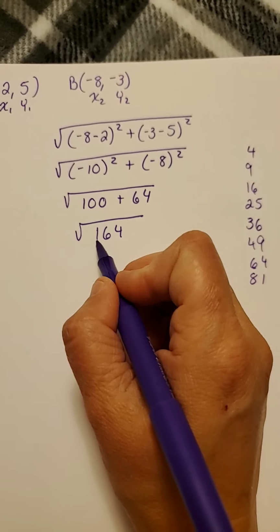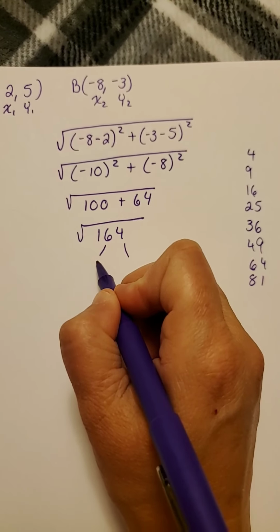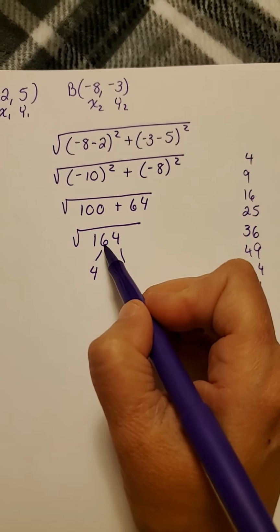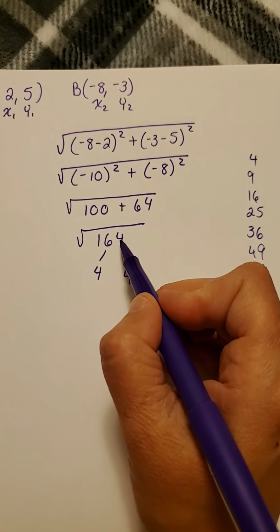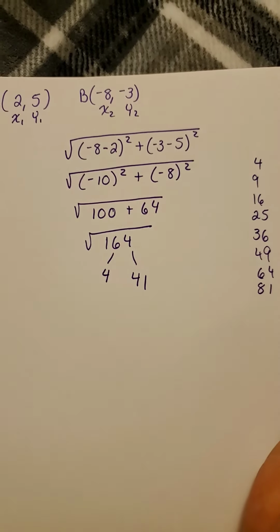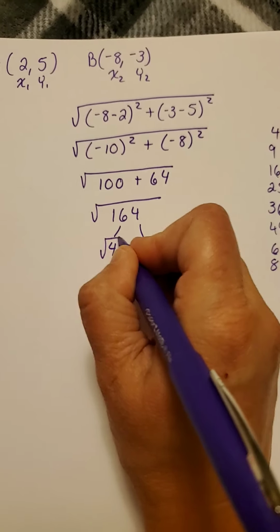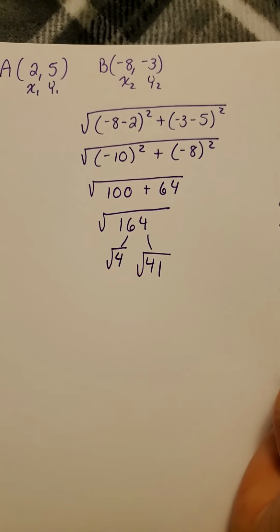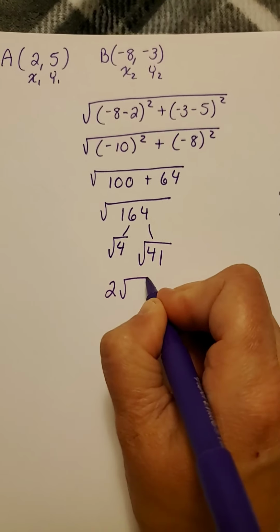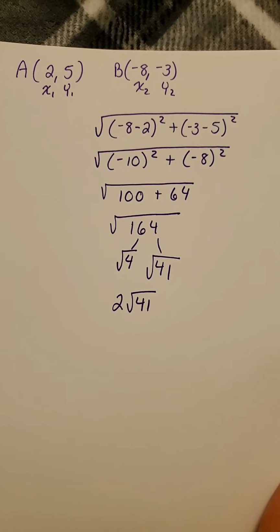So I'm going to look at 164 and divide it by 4. I know 4 goes into 16 four times, and it goes into 4 one time. That doesn't break down any further, so I can take the square root of 4 and the square root of 41. The square root of 4 is 2, and the square root of 41 is the square root of 41. And that would be my answer.